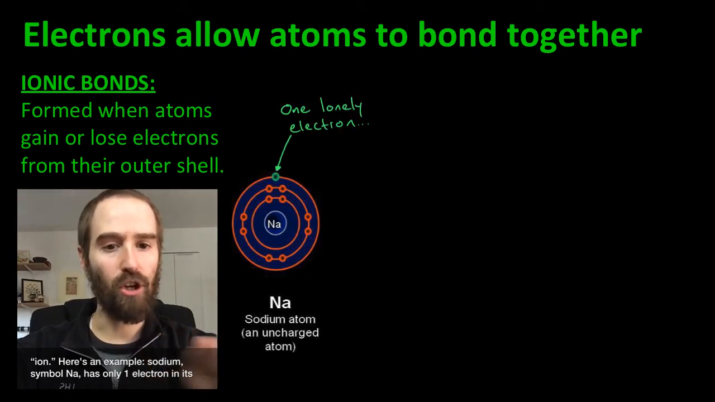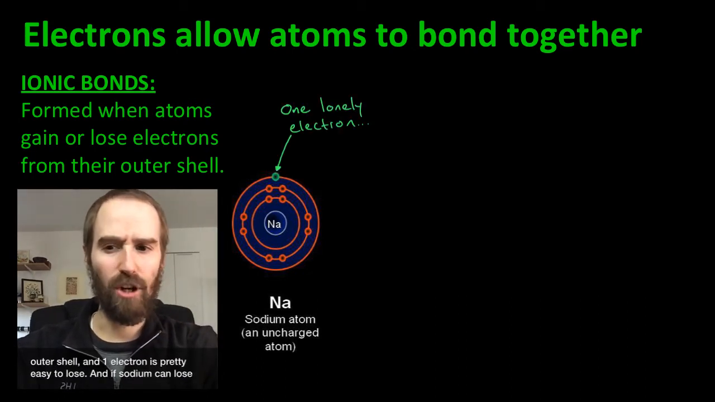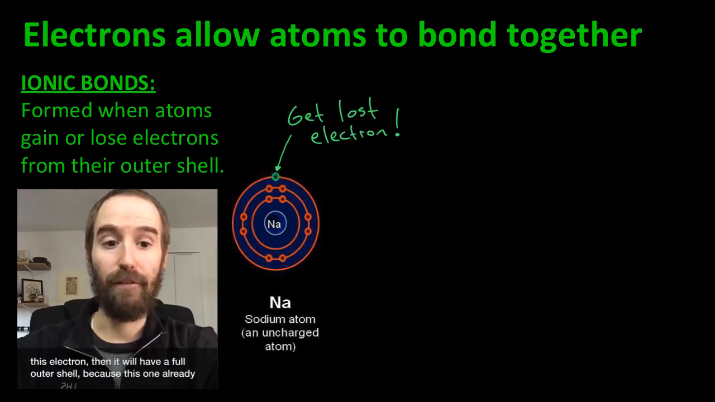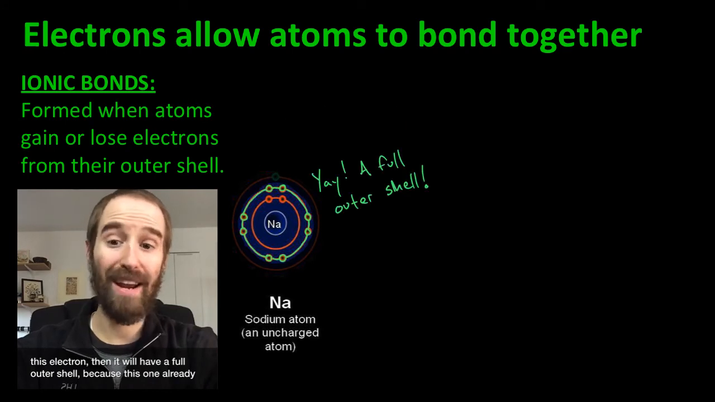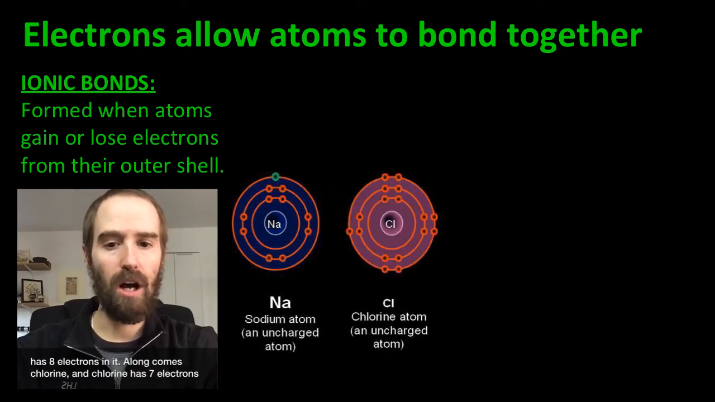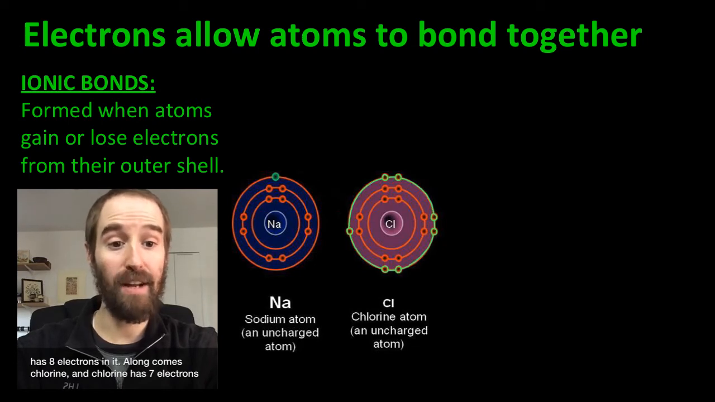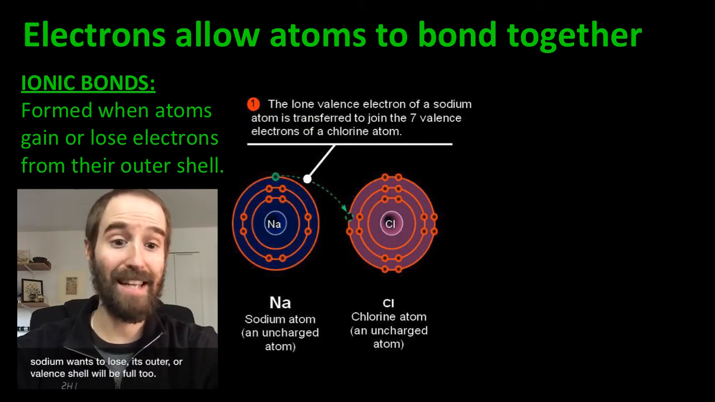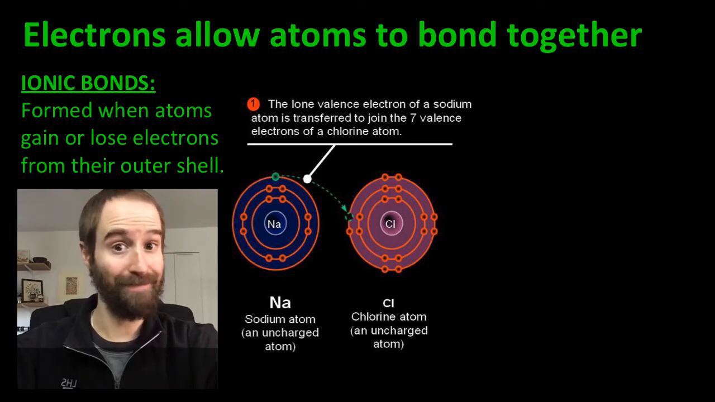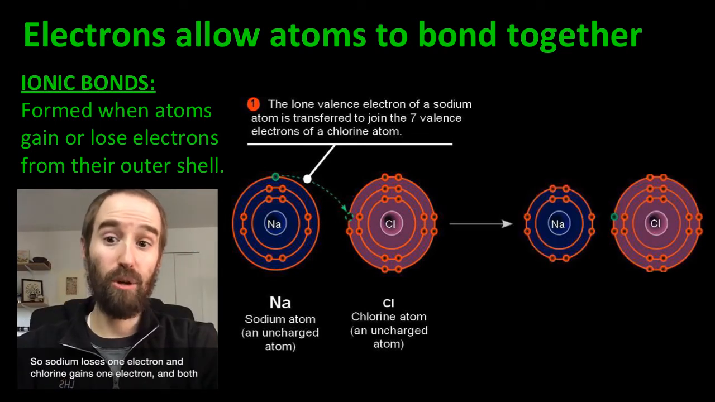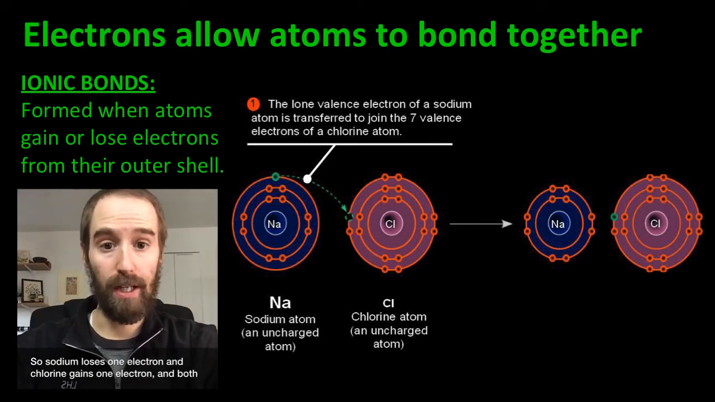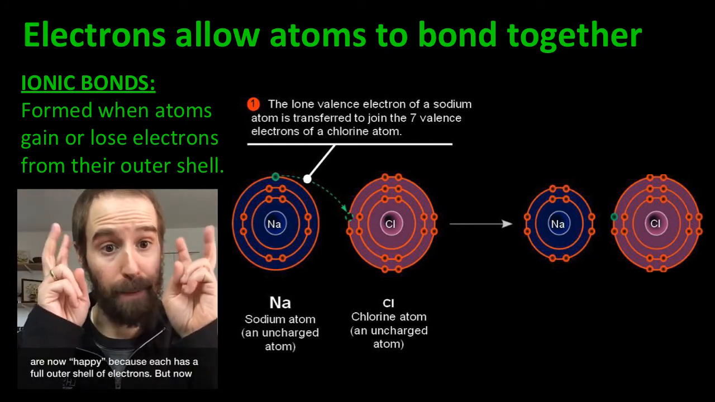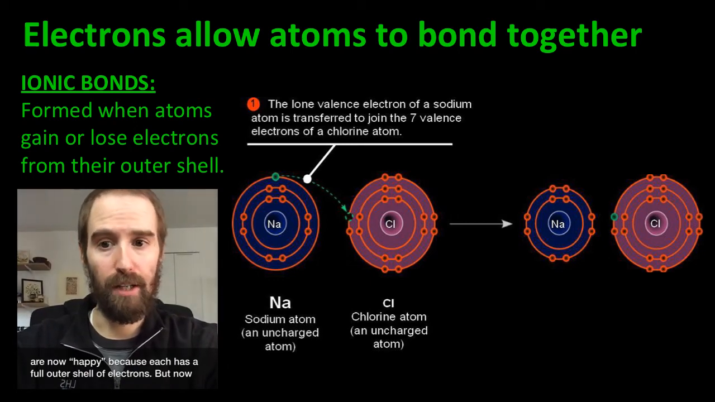has only one electron in its outer shell, and one electron is pretty easy to lose. And if sodium can lose this electron, then it will have a full outer shell because this one already has 8 electrons in it. Along comes chlorine, and chlorine has 7 electrons in its outer shell. But if this chlorine atom picks up that one electron that sodium wants to lose, its outer or valence shell will be full too. So sodium loses 1 electron, and chlorine gains 1 electron. And both are now happy because each has a full outer shell of electrons.